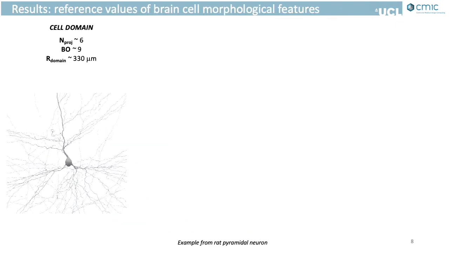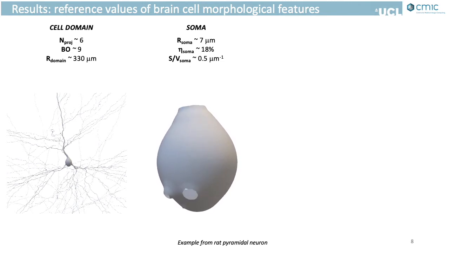Our results show that at the cell domain level, brain cells have on average 6 projections radiating from the soma, which branch with a branching order of 9 to cover a cellular domain of 330 microns in radius. The cell body is on average 7 microns in radius, with less than 20% of the surface open to connect to the projections, and a surface to volume ratio of 0.5 per micron.